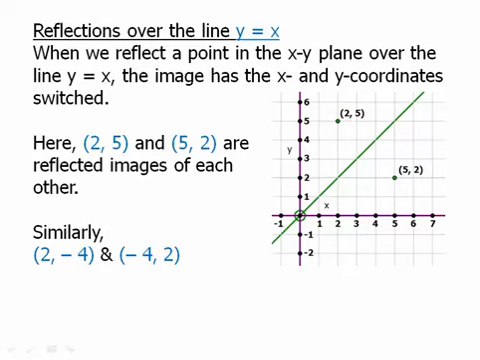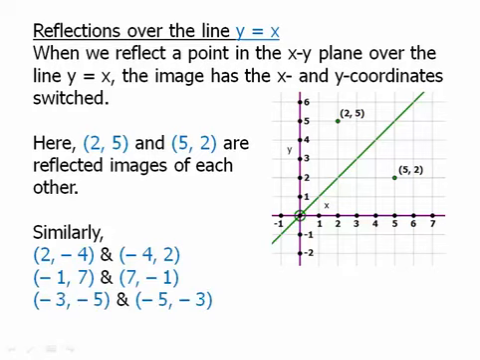Similarly, 2, negative 4 and negative 4, comma 2. Those would be reflections of each other over the line y equals x. Negative 1, comma 7, 7, comma negative 1, also reflections over the line y equals x. And negative 3, negative 5, negative 5, negative 3, also reflections over the line y equals x.